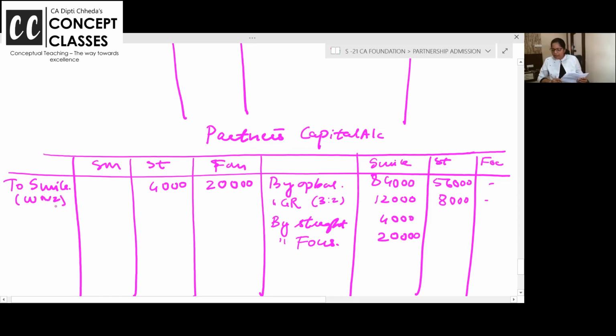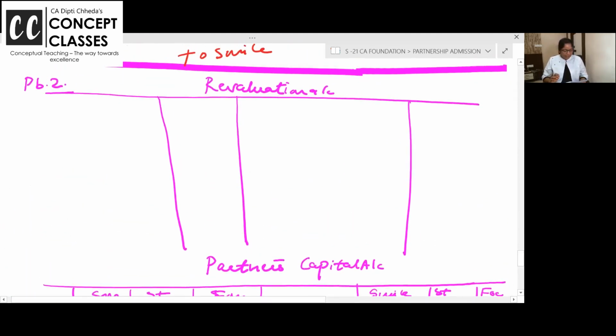Yesterday in working note 2, we have already prepared the goodwill. Raise the goodwill in old ratio, write off in the new ratio. Now, come to the revaluation account. Are you reading when I am reading? Are you writing when I am writing? And if anyone wants me to hold on because the speed is increasing, let me know.